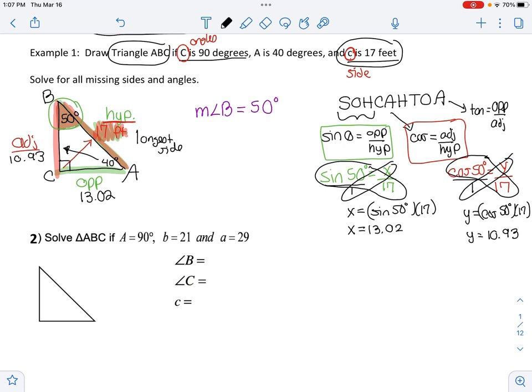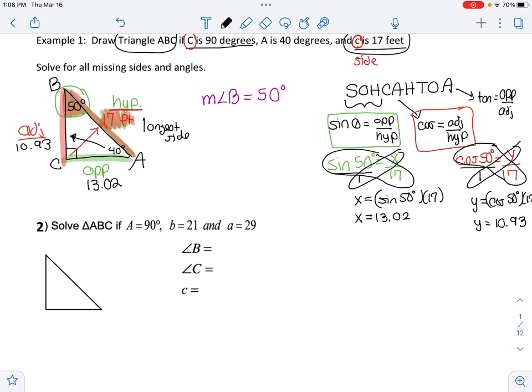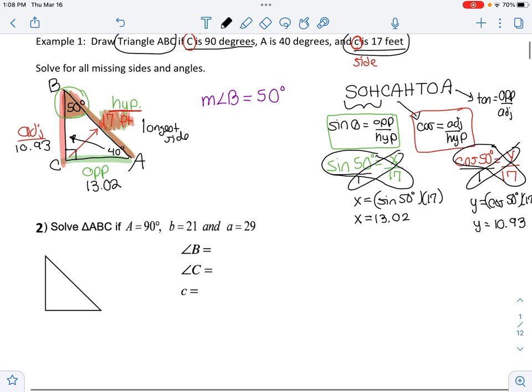So if 40 degrees is the smallest angle, then the side across from it should be the smallest side, which it is. So it's just a quick thing I do to check to make sure I haven't miscalculated anything. Okay, there's one example, guys, of how we can use trig to find any of our missing sides if we know at least one side and some of the angles.